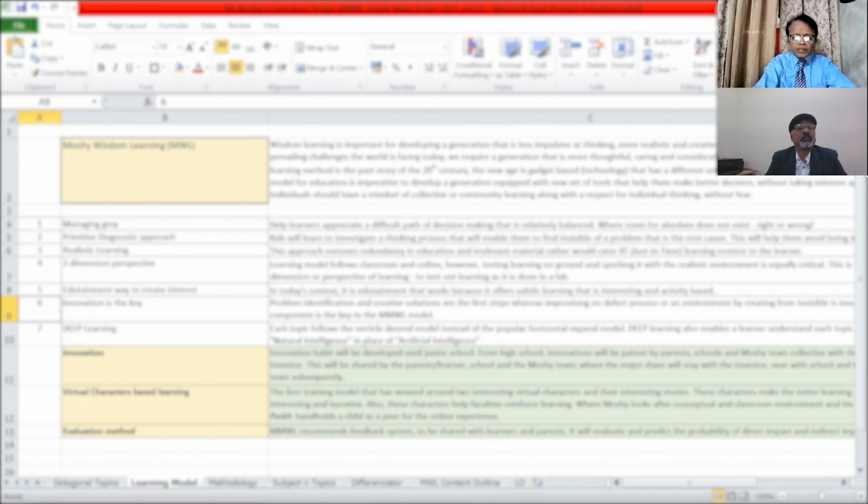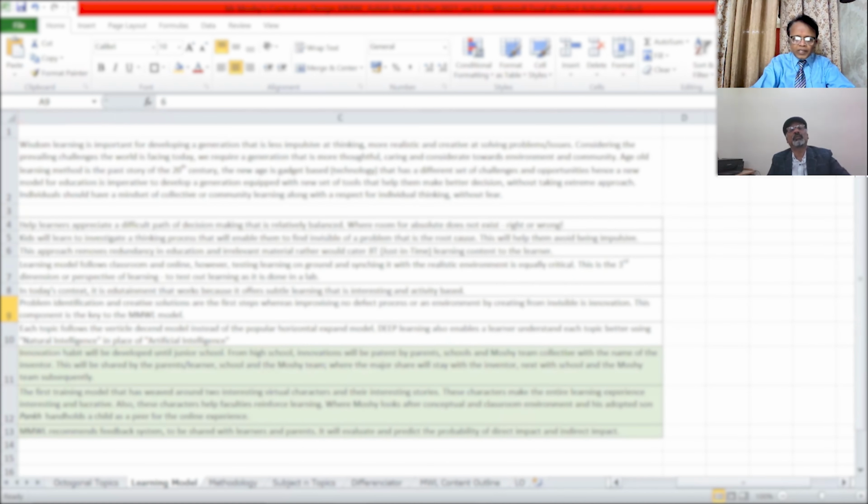Now, the learning model. The way I have attempted it is slightly different from the standard. Here I am talking about wisdom. First, the overview. Wisdom learning is important for developing a generation that is less impulsive at thinking, and more realistic and creative at solving problems and issues. This is the kind of vision, or objective, whatever you call it.